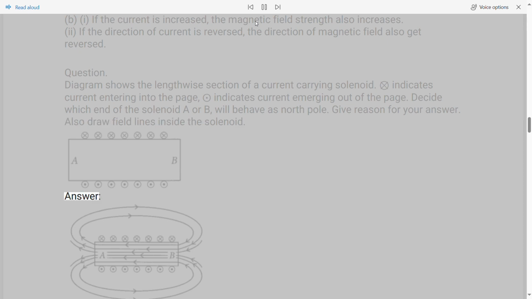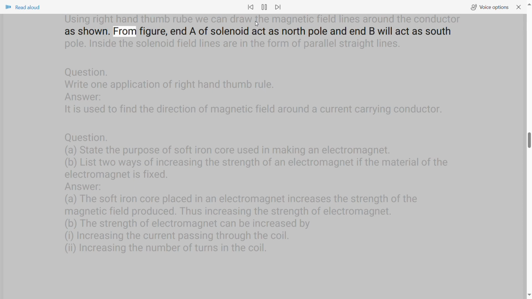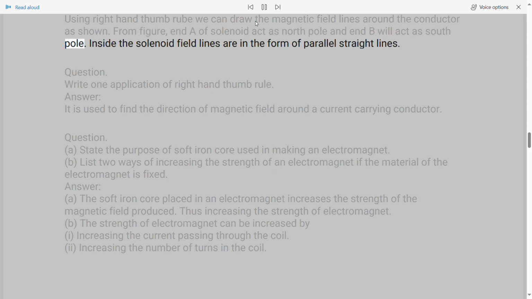Answer. Using the right-hand thumb rule, we can draw the magnetic field lines around the conductor as shown. From the figure, end A of the solenoid acts as the north pole and end B will act as the south pole. Inside the solenoid, field lines are in the form of parallel straight lines.